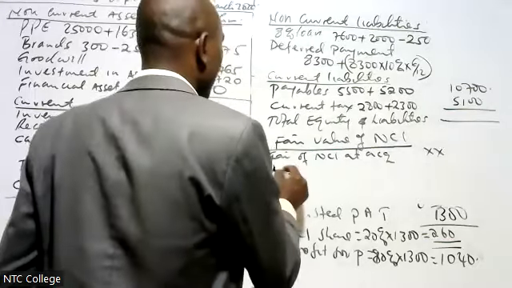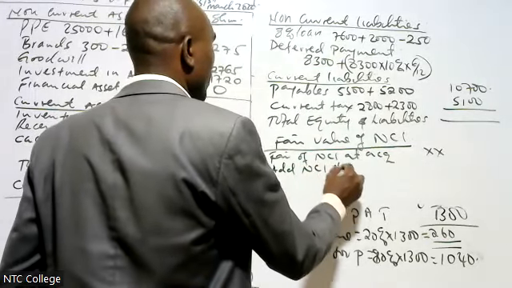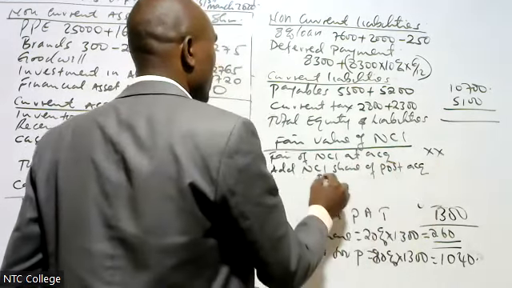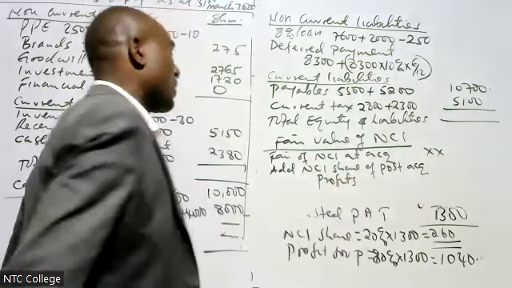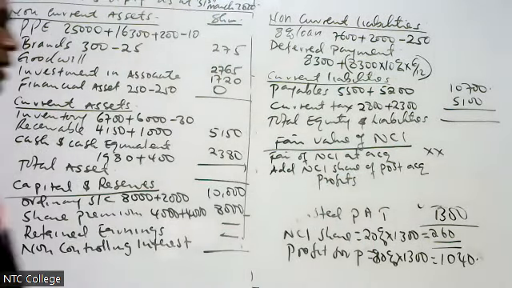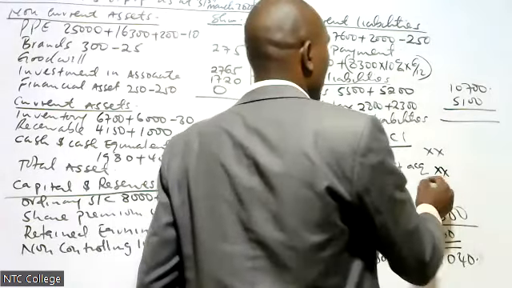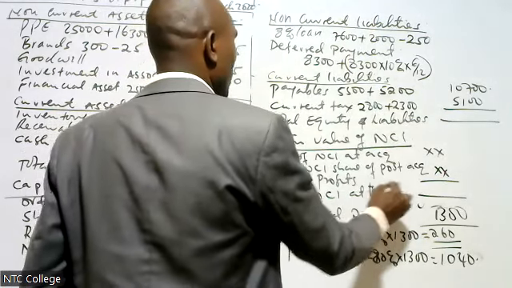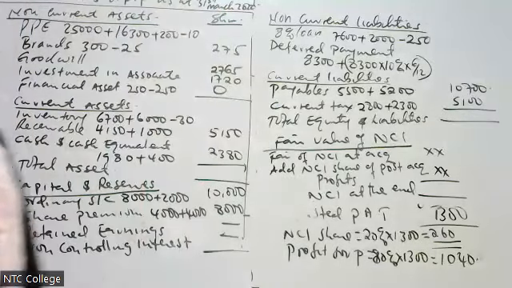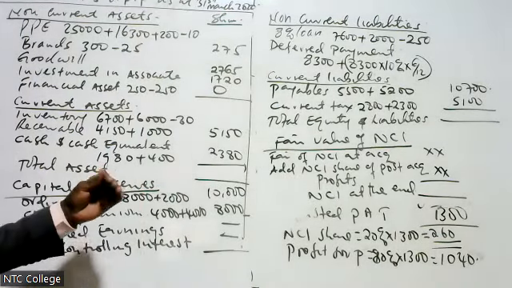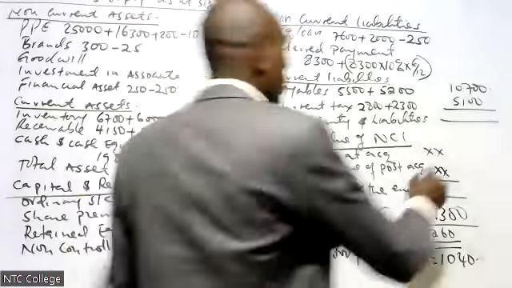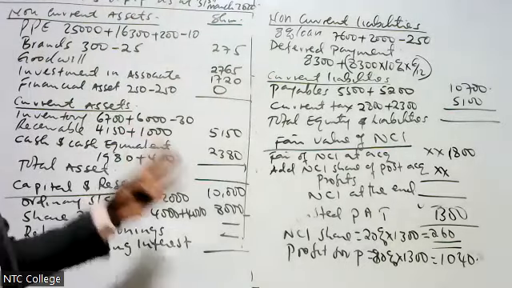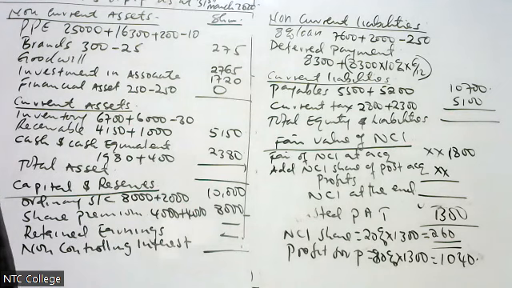You come and add NCI share of post-acquisition profits. Then you get NCI at the end. You take the fair value of NCI at acquisition, the one we computed, of which it was 1,800, if you remember very well.